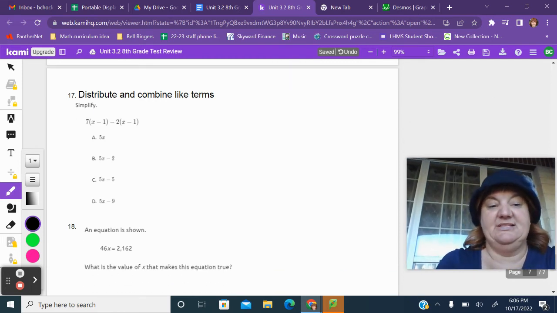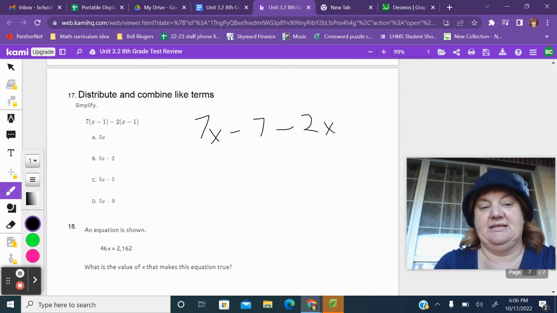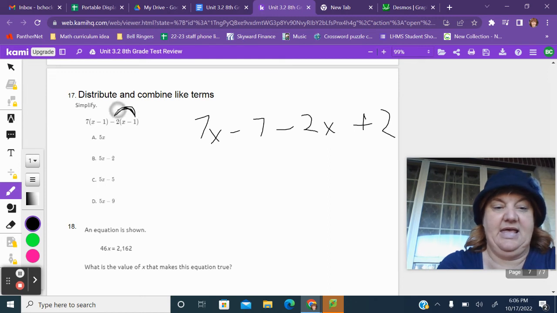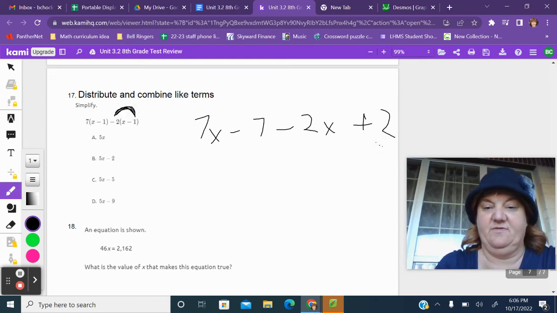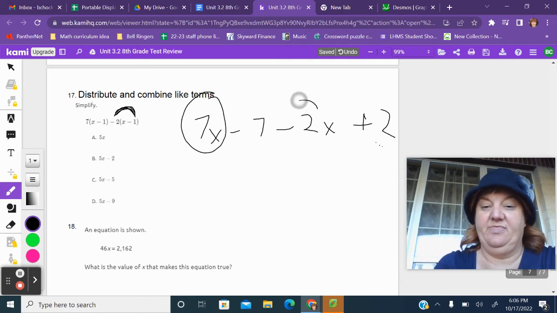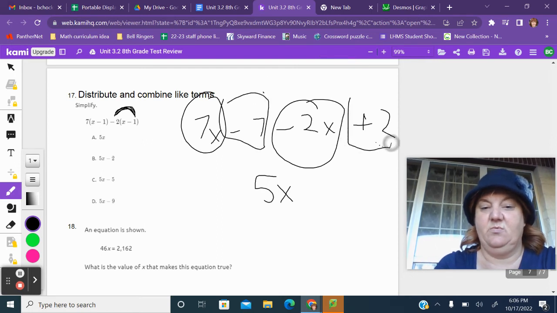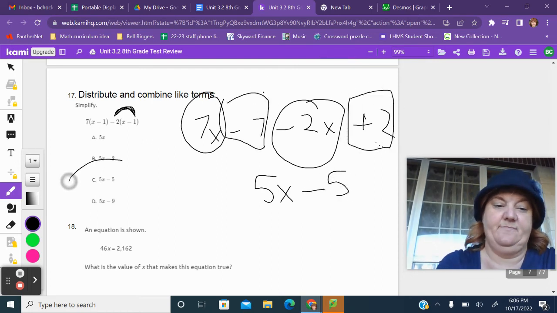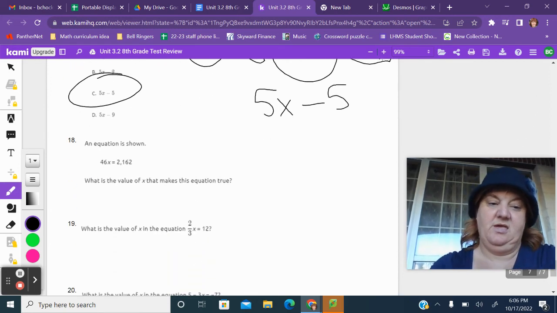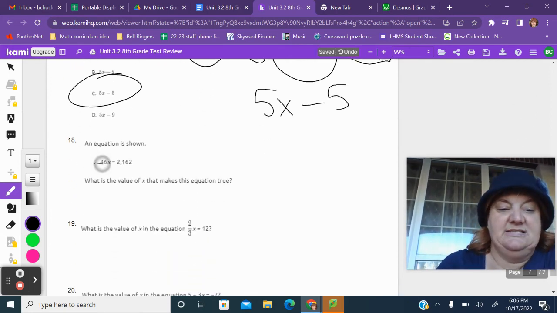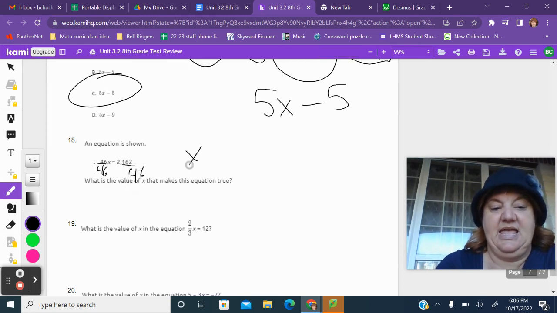Okay, first you got to distribute. 7x minus 7 minus 2x plus 2. Because a negative and a negative became a positive. Do you see that? Okay, that was a tricky one. Combine this with this, we have 5x. Combine this with this, we have minus 5. There it is.